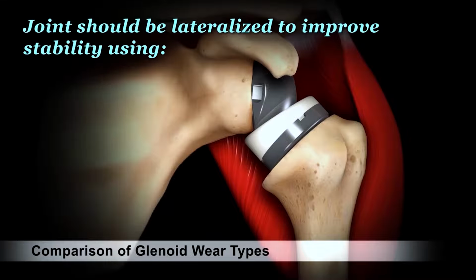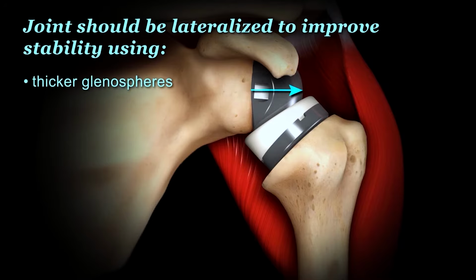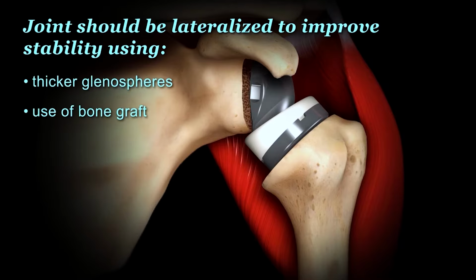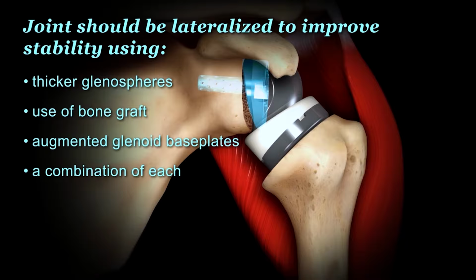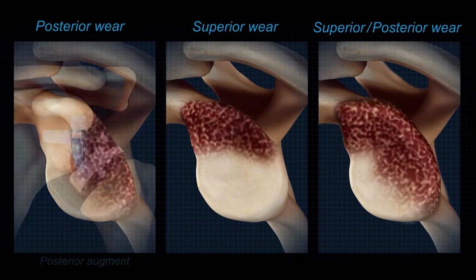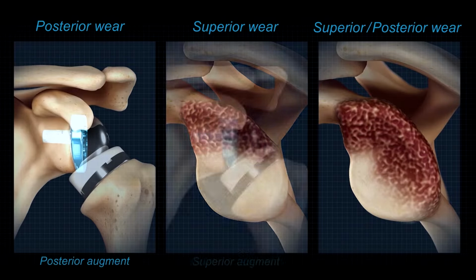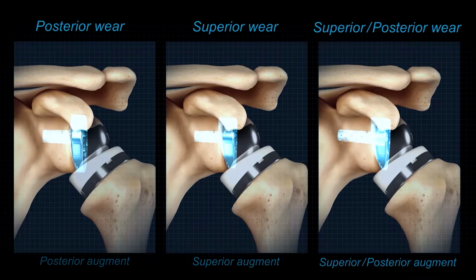When using reverse shoulders in eroded glenoids, the joint line should be lateralized to improve stability using thicker glenospheres, bone graft behind the base plate, augmented glenoid base plates, or a combination of each. The optimal method of treatment may vary depending upon the type of glenoid wear pattern. Multiple augmented base plate options are available to treat each of the different wear patterns commonly found with reverse shoulder arthroplasty.